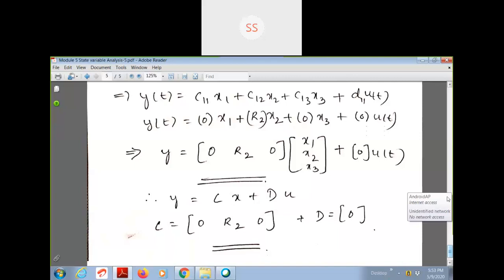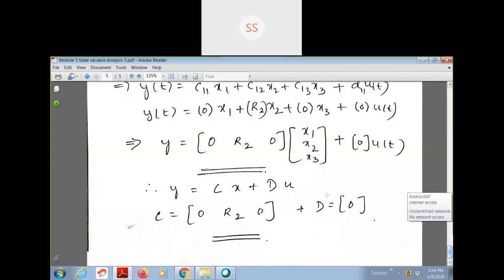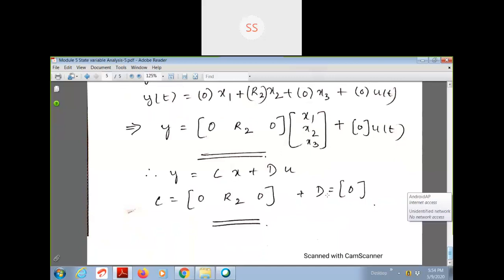Because it includes all the state variables and all their coefficients, it gives the complete picture of the given system. That's why it is called the state model of the linear system. So these are some of the problems explaining how to write the state models for the given system. We'll continue the discussion in the next.